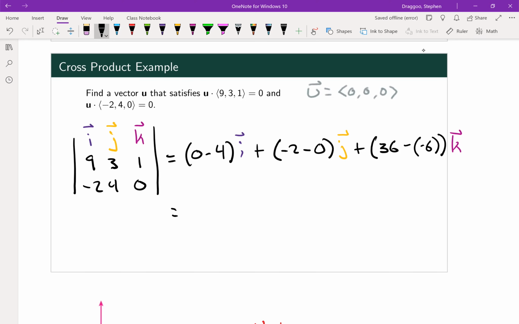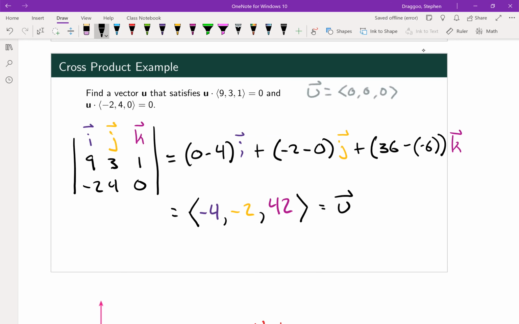And then we can just put that into a vector. I could leave it as the sum of some component times the basis vectors, or I can put it back in standard position, and it doesn't really matter. Either way, it's fine. So -4 in the x position, -2 in the y position, and 36 plus 6 is 42 in the z position.